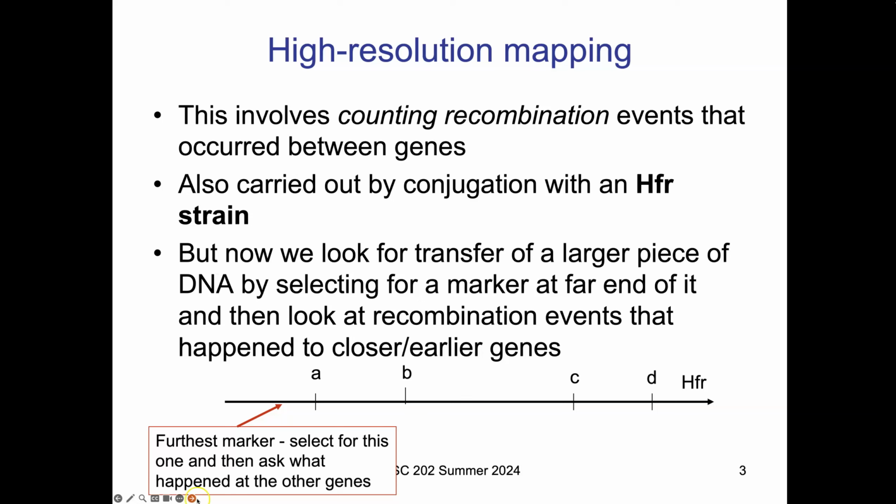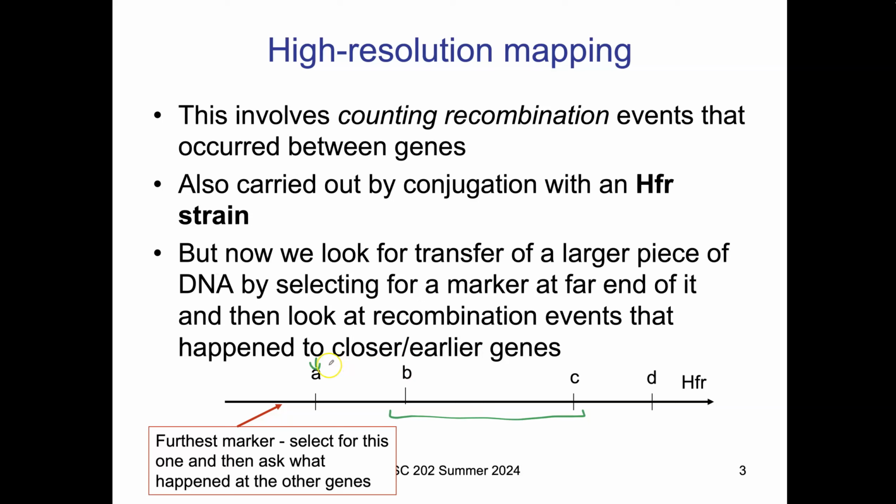And so in this case, let's say we decide we want to map the B and the C genes relative to A, and we happen to know due to previous work that A is the last gene to enter in this particular HFR strain. Do remember, different HFR strains have the F factor in different locations and different orientations. So you have to know what HFR strain you're dealing with in order to design this correctly.